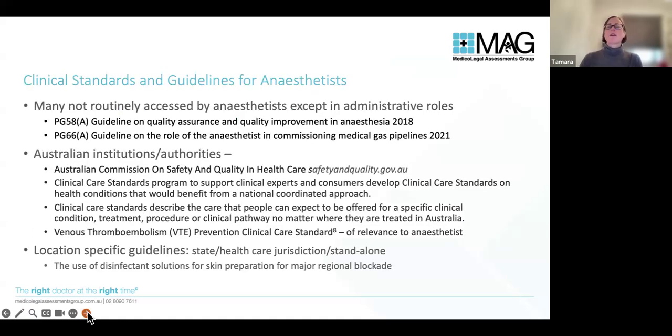Clinical standards and guidelines that are fairly specific for anaesthetists do exist. I'll talk a fair bit about the Australian and New Zealand College of Anaesthetists, or ANZCA, professional documents, which once again you can access very readily. Some of these documents are once again more for people who are in administrative or other controlling roles, so a guideline on quality assurance, etc. And this guideline 66A, which is a professional guideline on the role of the anaesthetist in commissioning medical gas pipelines.